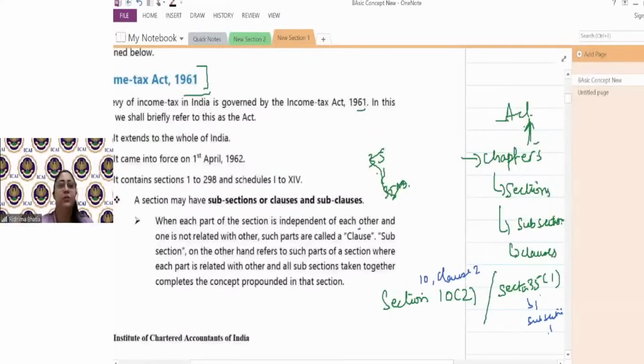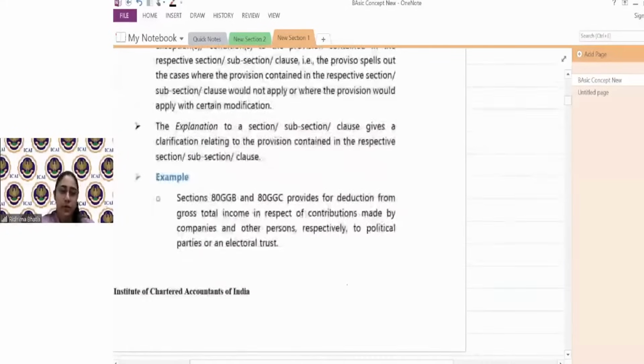Okay, ma'am, the Income Tax Act is understood. Probably sections are understood. What is chapter, what is section, what is subsection, what are subclauses, what are clauses, what is proviso, and what is explanation, this is also understood. And these cannot be understood honestly without referring to the bare Act.